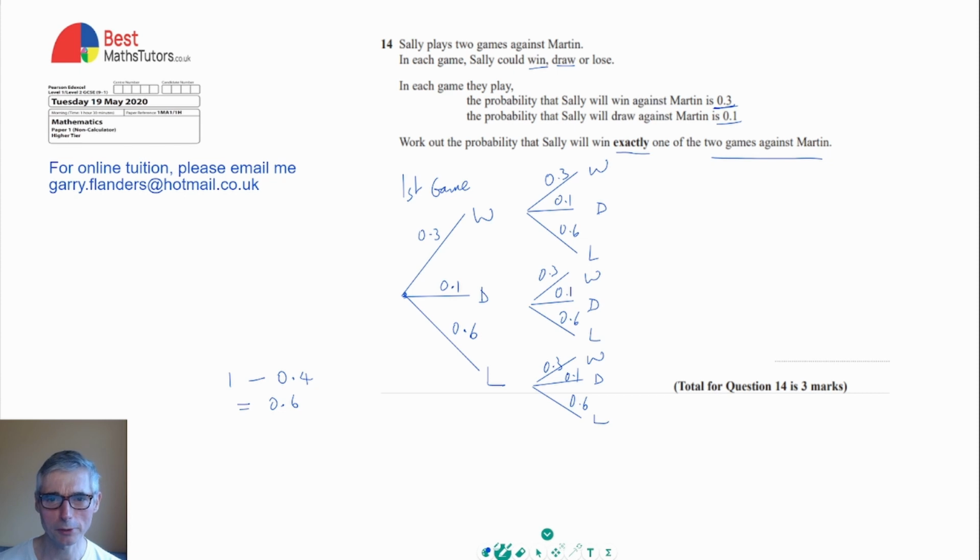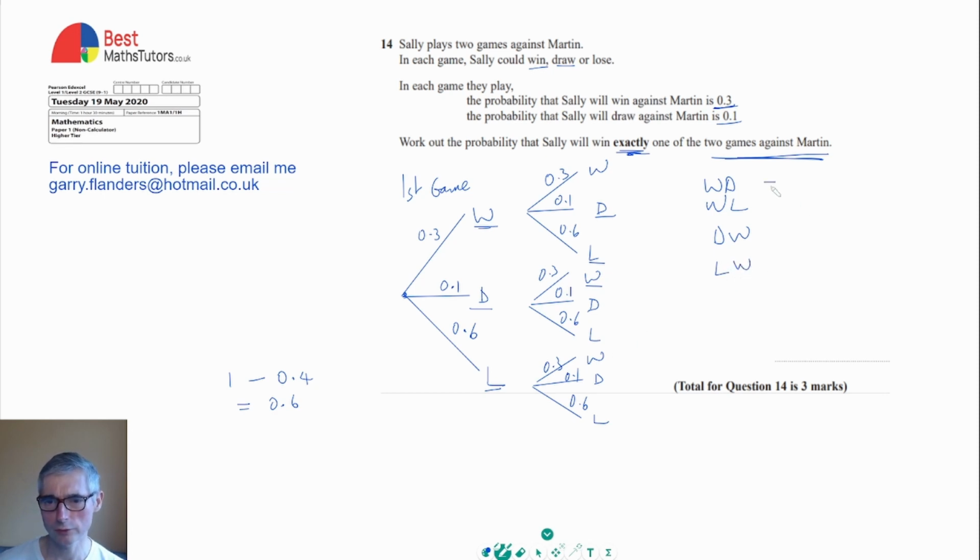So now we've completed the probability tree, we can try and answer the question, which is, what's the probability that she'll win exactly one of the 2 games against Martin? So to do that, she would have had to either win the first game and draw the second, or win the first game and lose the second, or draw the first game and win the second, or lose the first game and win the second game.